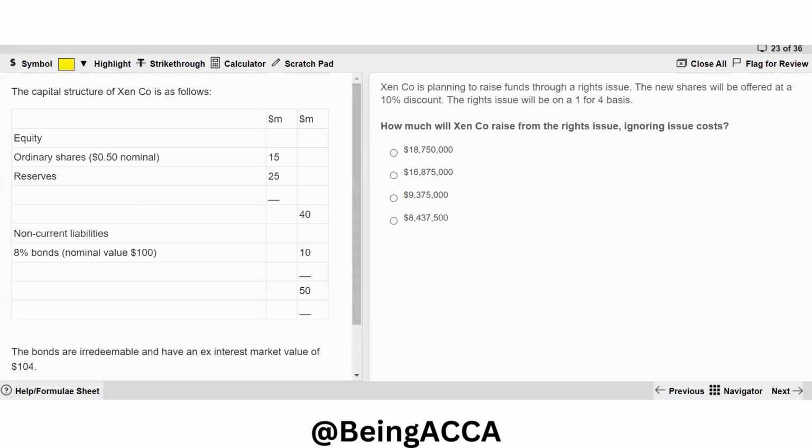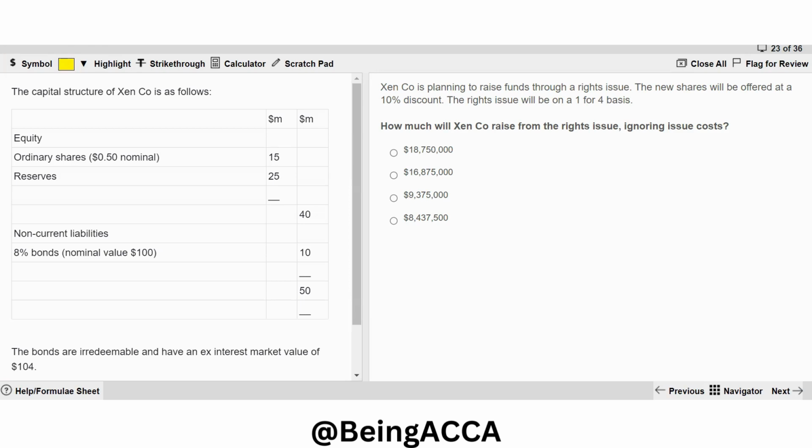Right. So the next requirement is: Xen Company is planning to raise funds through a rights issue. The new shares will be offered at a 10% discount. The rights issue will be on a 1-for-4 basis. That means if someone has 4 shares, only then he will be getting 1 share, right?